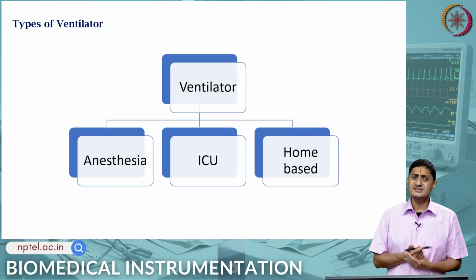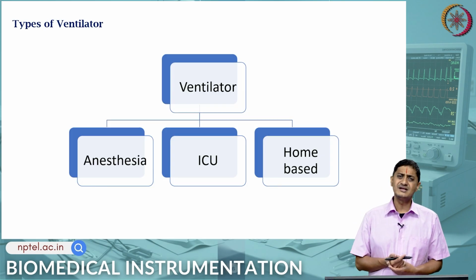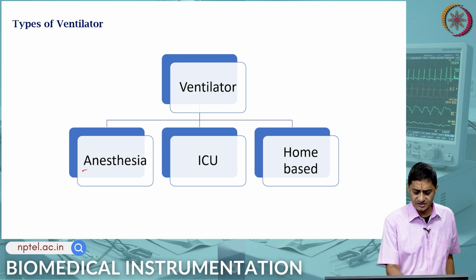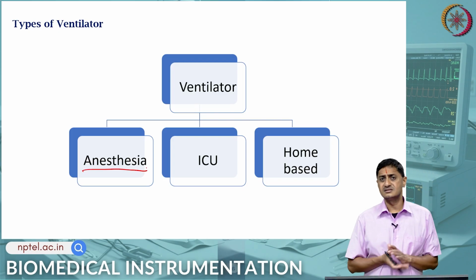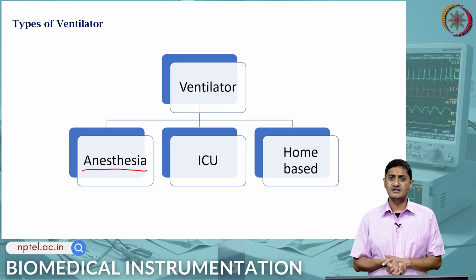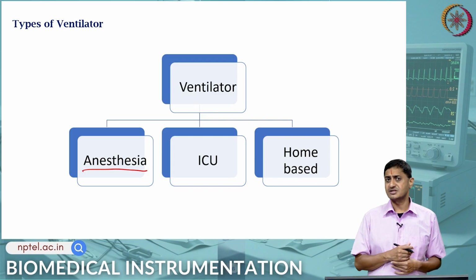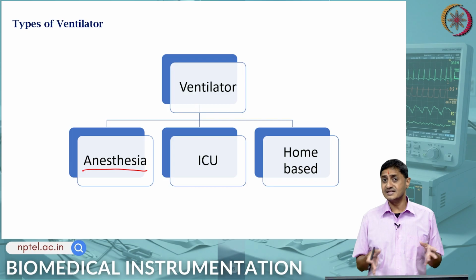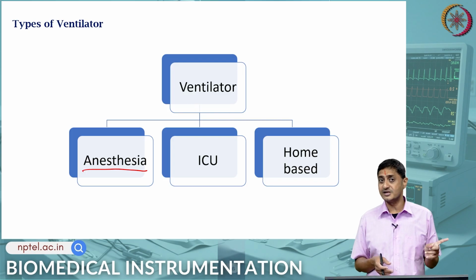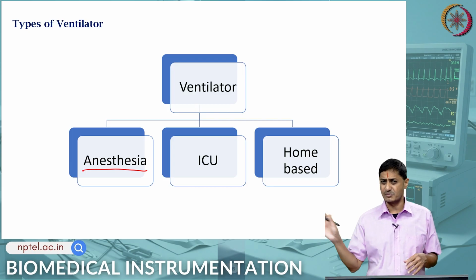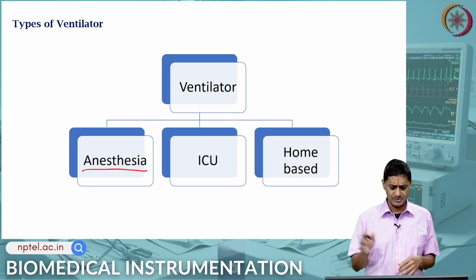So, ventilators can be classified in many different ways. One way is the particular use case. The first is the use case when a patient is anesthetized and they may have total muscle blockade, which means that the diaphragm cannot contract. So, we need to provide artificial ventilation. That is a known case. In this case, note that the patient may not have any respiratory problem themselves. They may have some other problem. They may be undergoing surgery for some other problem.